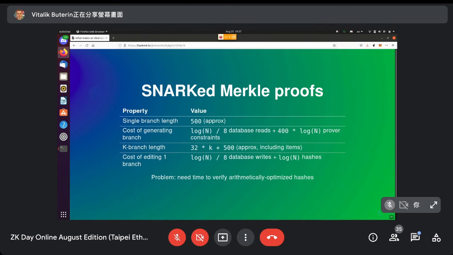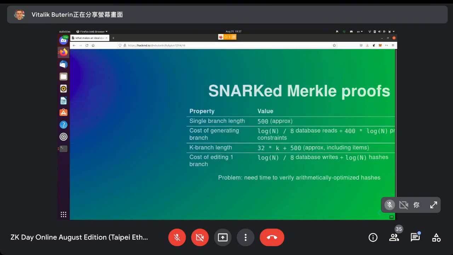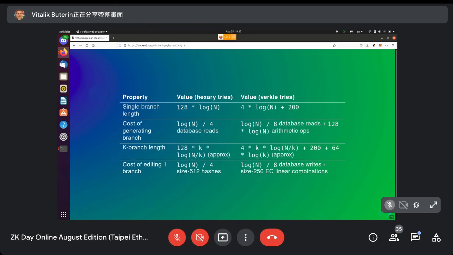So long-term, this is a totally viable approach. Once quantum computers come and break everything, then you can do snarked Merkle proofs, which are only a little bit worse than snarked Merkle proofs. So this is another nice option. But Verkle trees are the current assumed path forward.